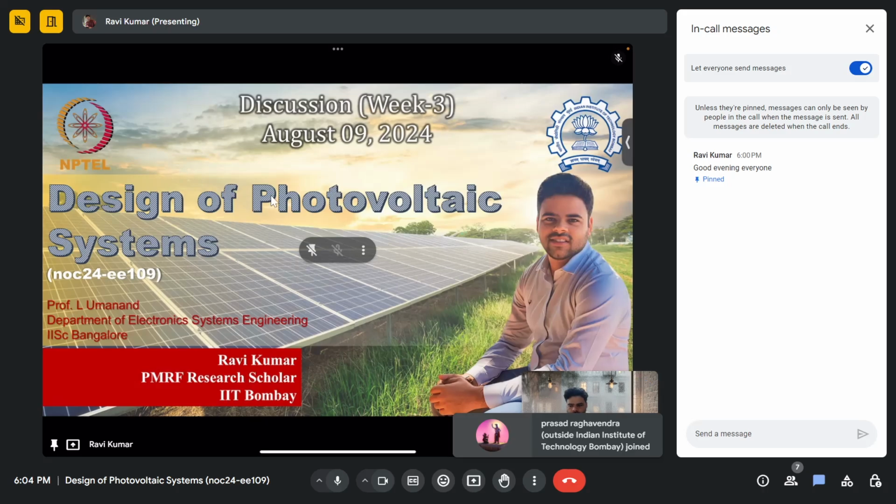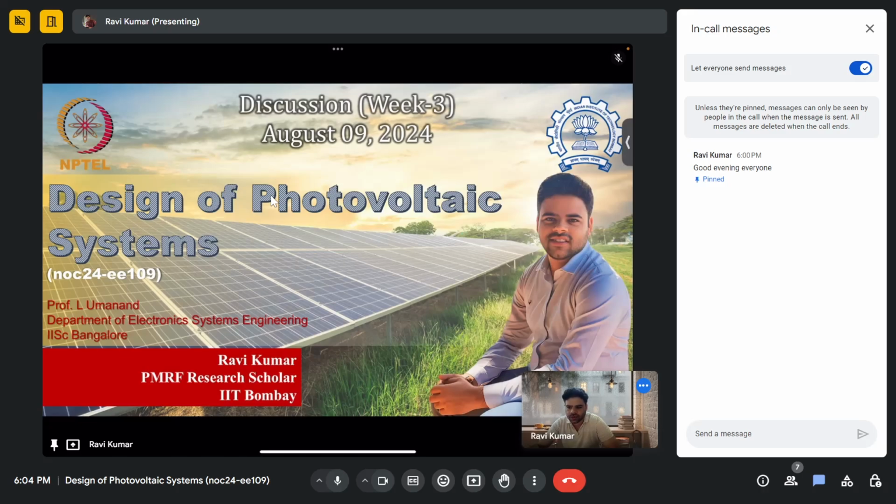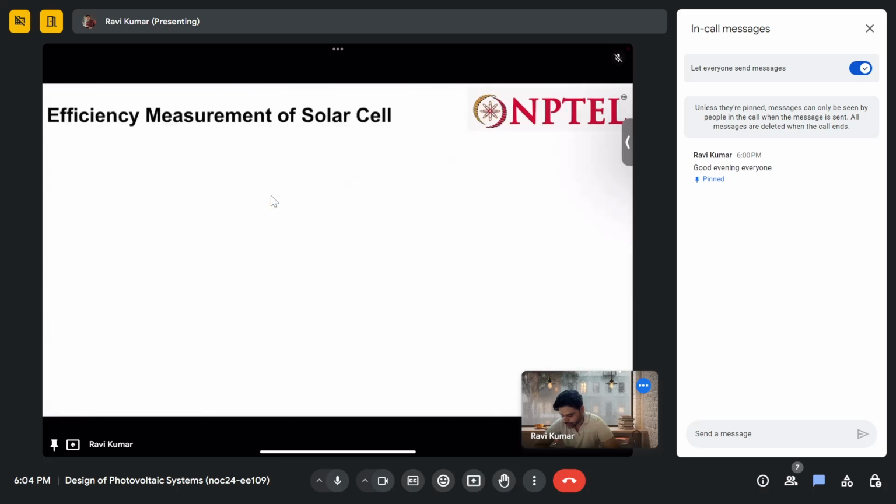So this is the week 3 discussion class for design of photovoltaic system. This course is being taken by Professor L. Umanan from Department of Electronic System Engineering from IIT Bangalore. And I am Ravi Kumar, a PMRF research scholar at IIT Bombay. Before this, we have seen the basics of photovoltaics, like what a solar cell is, how it works, and what the series and parallel connections are for the photovoltaic systems. Now we are moving to the third week.